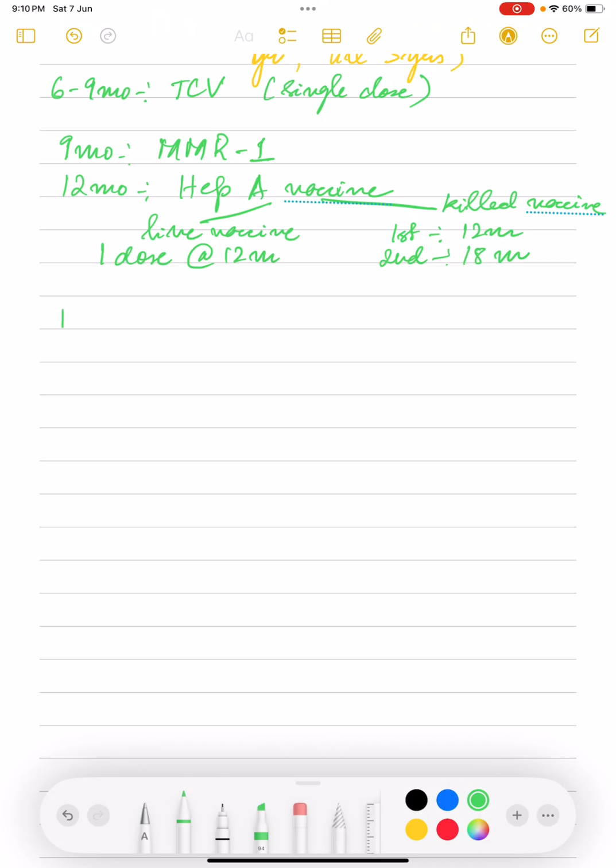Then at 15 months, we have MMR2 and varicella first dose, and another booster is here, that is the PCV booster. If you remember, in NIS we had PCV at 6 weeks and 14 weeks, PCV 1 and 2, and the booster at 9 months. Here we have PCV 1, 2, 3 at 6, 10, 14 weeks and the booster at 15 months.